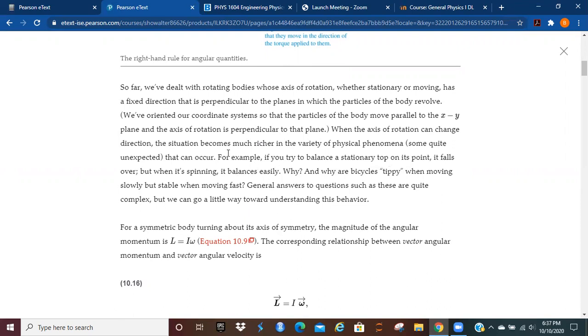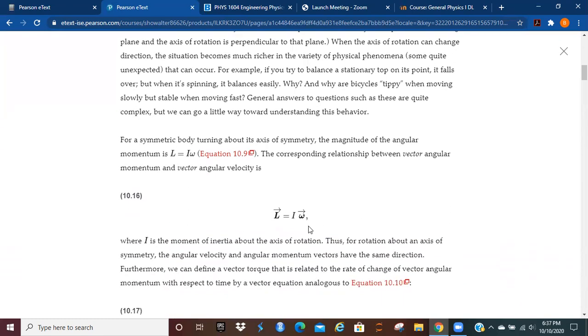So if you try to balance a stationary top on its point, it's going to fall over. But when it's spinning, it's going to balance. And why is that? And why are bicycles tippy when moving slowly, but stable when moving fast? The general answer for that is it's complicated, but we're going to go a little way towards understanding it.